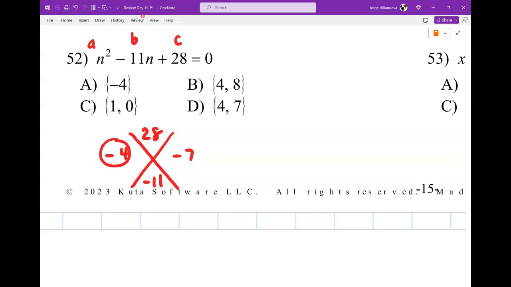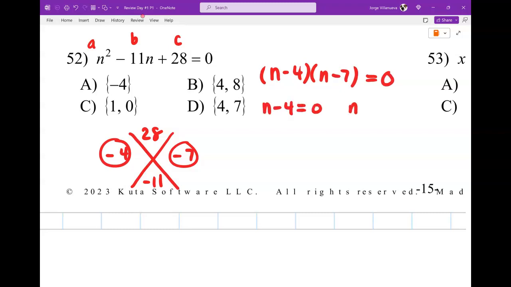I don't have to divide those because there's no number in front of the n squared other than a 1, right? If it would have been like a negative 2 or a 5, I'd have to divide. So that means that my factors are n minus 4, n minus 7 equal to 0, which means you can set each one equal to 0. That's called the zero product property. So this gives me n equal to 4 and n equal to 7. So that would be D. That's number 52.